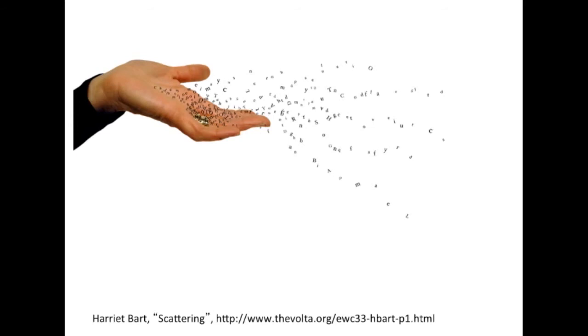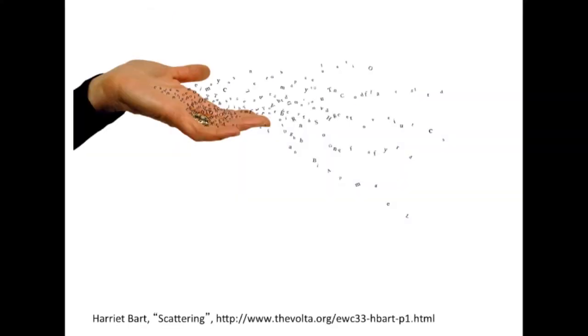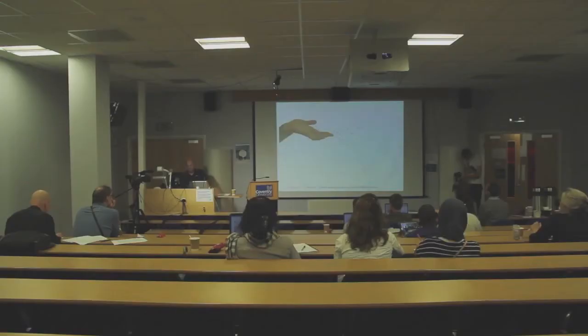And I'll just leave this up for a moment. Harriet Bart's lovely poem. This is from an anthology that was an online anthology or collection that was put together by Jessica Smith of Women and Visual Poetics. And I just think it's a lovely image of the scattering of the sort of language coming out of this woman's hand, again, as a kind of compositional deconstruction.